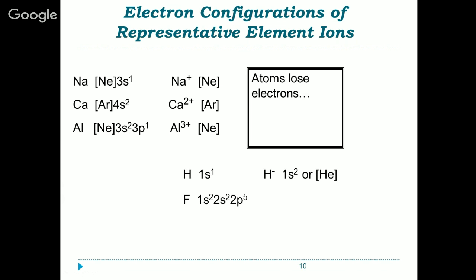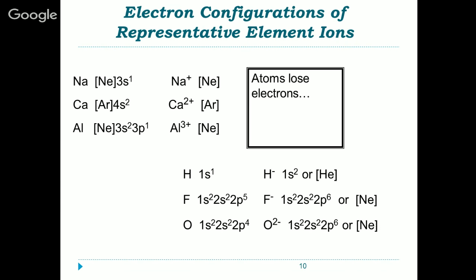I can also look at what is happening with some nonmetals. Hydrogen can accept an electron to become like helium. Fluorine, look, in the outermost energy level, 2 + 5 is 7 electrons. If it accepts 1 electron, now it becomes like neon. Oxygen, 6 electrons in the outermost orbital, accepts 2 electrons to become like neon.